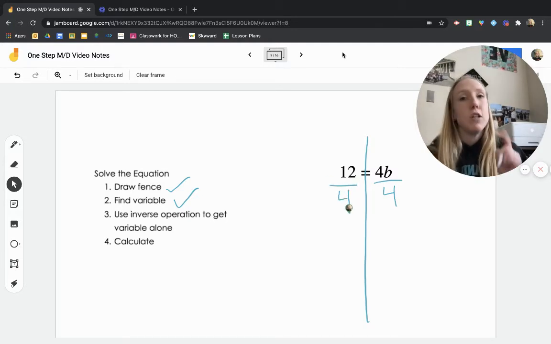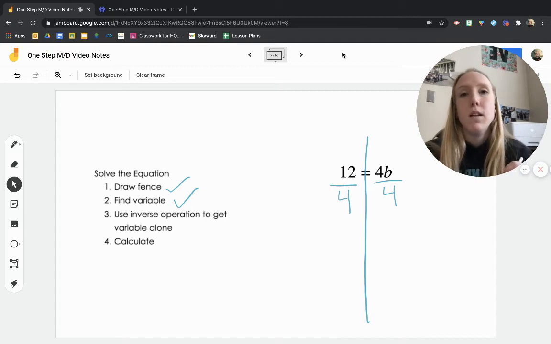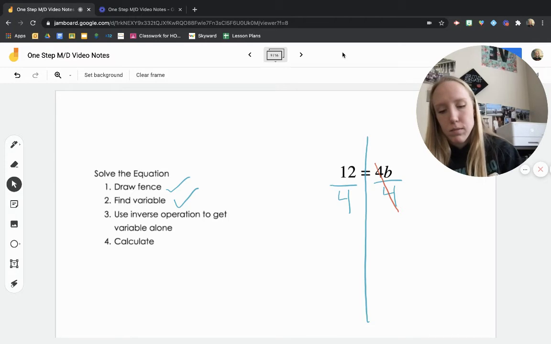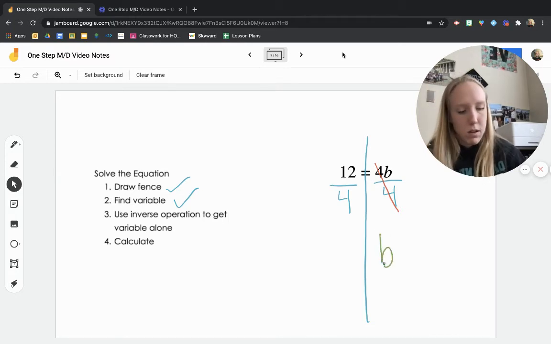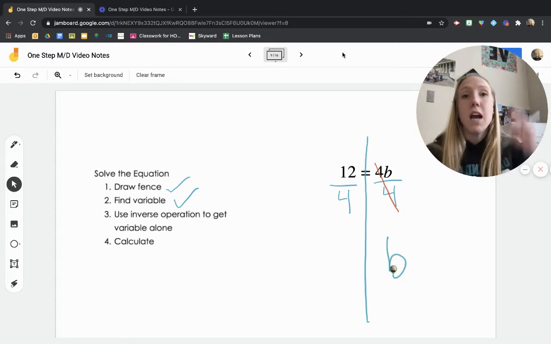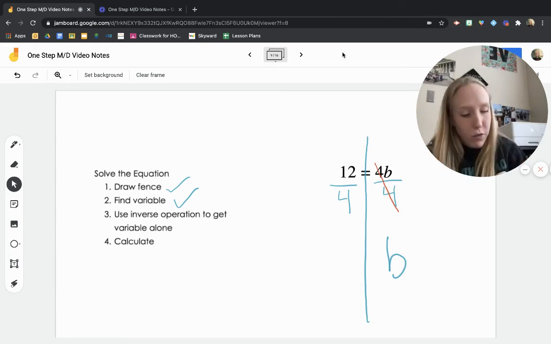If I do it on one side, I have to do it on the other side. All right. So I know that this was times 4, divided by 4 over here. So I'm going to get rid of that. But B is left alone. B comes down here because we got B by itself. I'm going to write the equal sign right in the middle of the fence, so I keep it nice and organized.